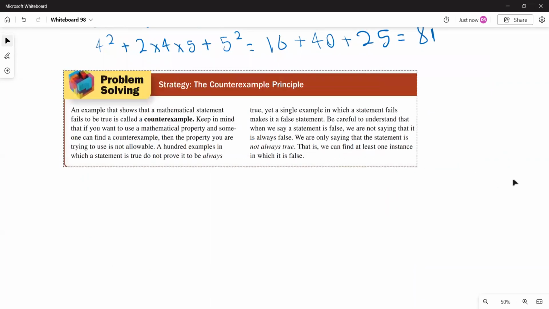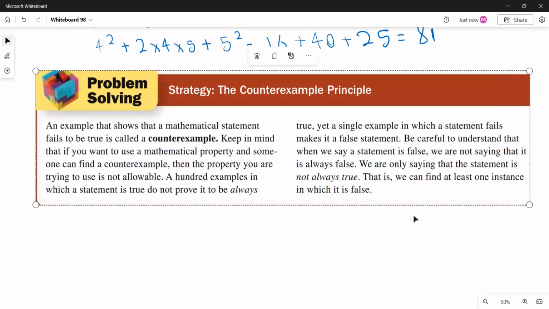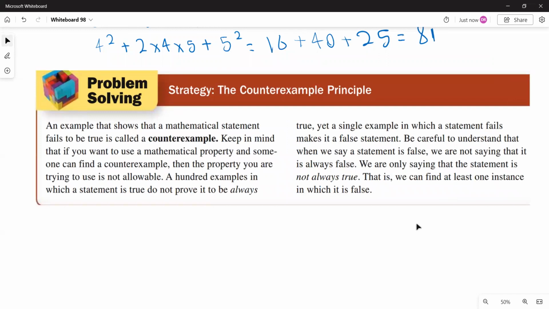So same page, page 11, an example that shows that a mathematical statement fails to be true is called a counterexample. Keep in mind that if you want to use a mathematical property and someone can find a counterexample, then the property you're trying to use is not allowable. 100 examples in which a statement is true do not prove it to always be true. Yet, a single example in which a statement fails makes it a false statement.